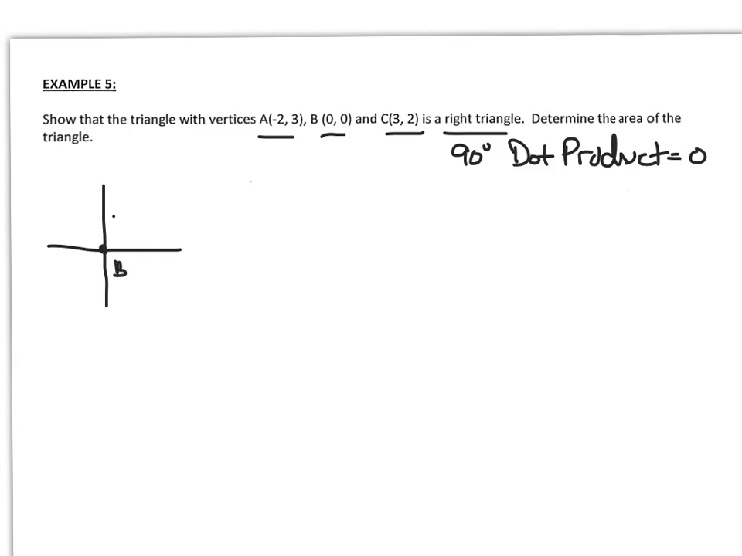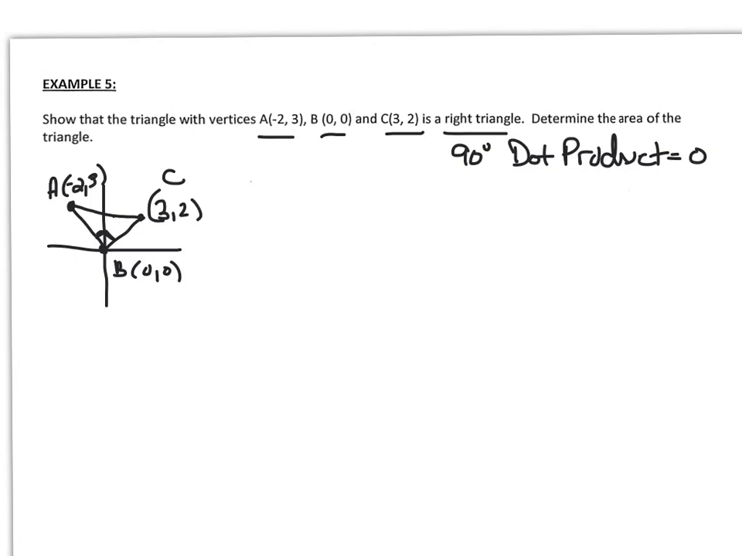B is at 0, 0. So I'm just going to roughly put C in here, 3, 2. That's C. And then A can be down here, and it's -2, 3. Something like that. So there's our triangle, and you can kind of start to see maybe there could be a right angle in there.